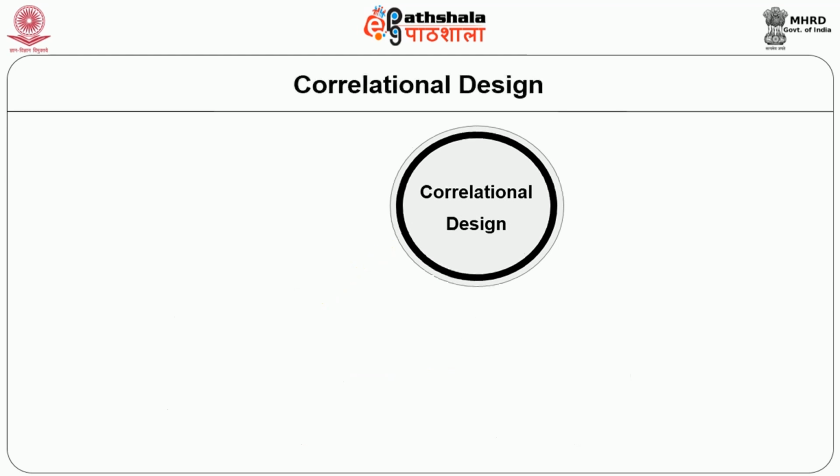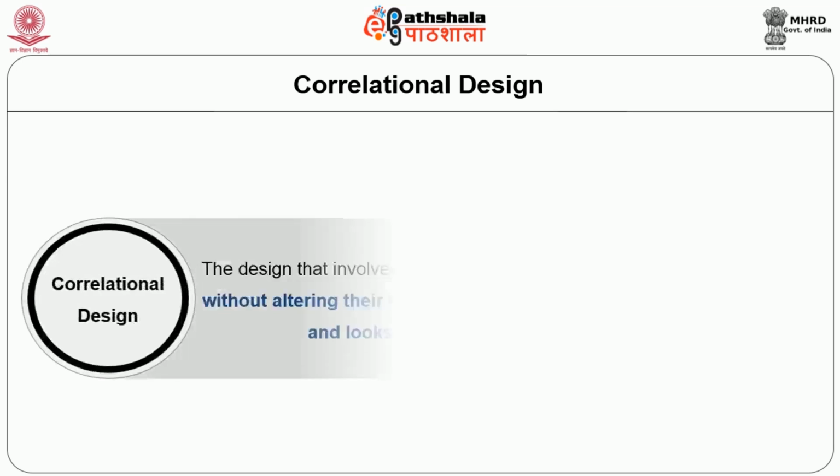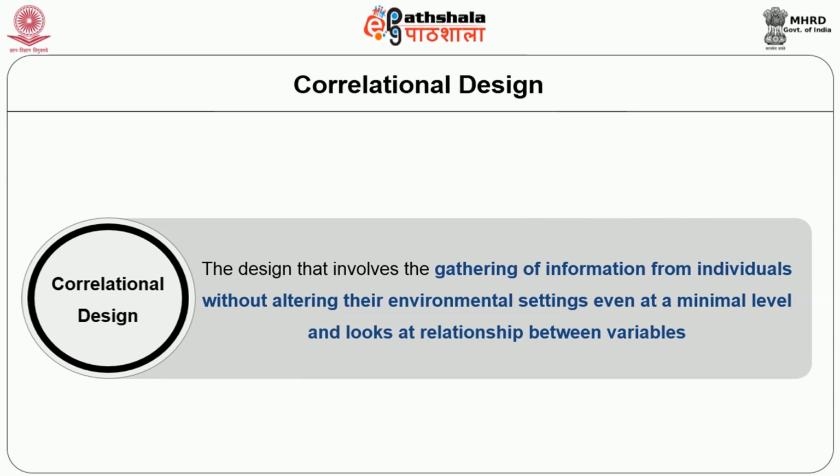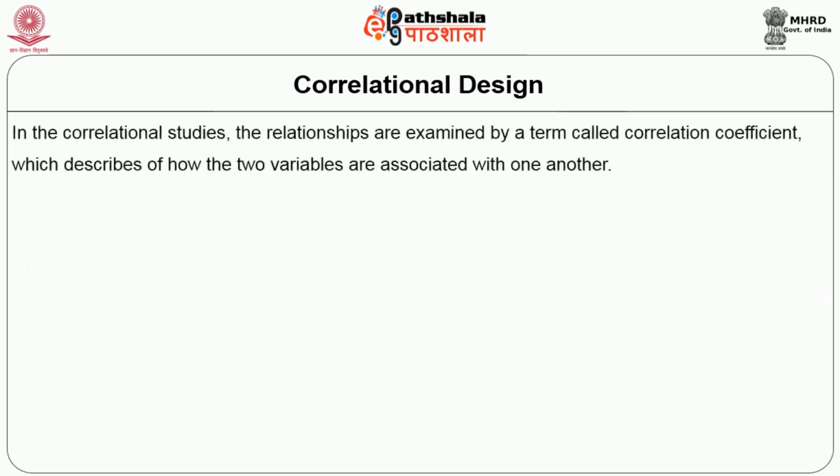The first is correlational design. This design involves the gathering of information from individuals without altering their environmental settings, even at a minimal level, and looks at the relationship between variables. In correlational studies, the relationships are examined by a term called correlation coefficient, which describes how the two variables are associated with one another.